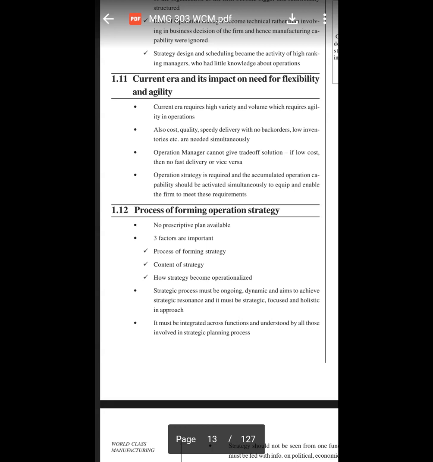Operational strategy is required so that the accumulated operation capability should be activated simultaneously to equip and enable the firm to meet the requirement. Now see, for meeting the requirement, the role of operation management is very much required. Okay, now there are certain things that operation management cannot do. He cannot lower the cost of the product, he cannot make a fast delivery of goods.